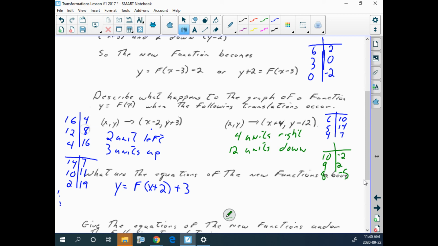So to get 4 units to the right, my x value can be 4 larger than it was before. So I'm going to take my x minus 4. Notice how that sign in mapping notation is different than in function notation. And I'm going to subtract 12.